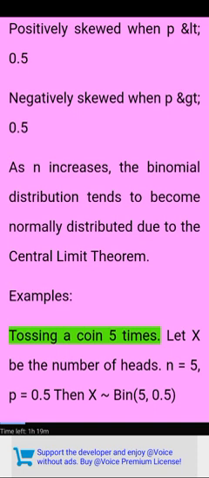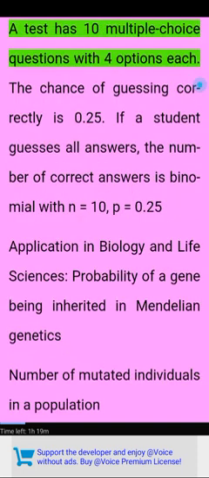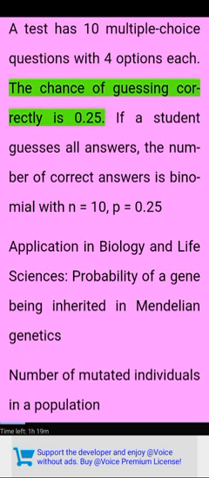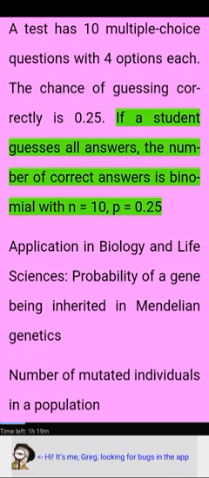Examples. Tossing a coin 5 times. Let X be the number of heads. n equals 5, p equals 0.5, then X follows Bin(5, 0.5). A test has 10 multiple choice questions with 4 options each. The chance of guessing correctly is 0.25. If a student guesses all answers, the number of correct answers is binomial with n equals 10, p equals 0.25.